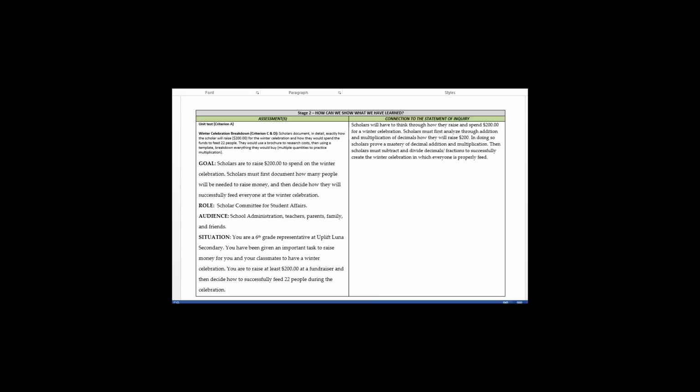In Unit 3, there will be assessment for a test and a unit project. The Unit 3 GRASPS project will be a winter celebration. The goal is that scholars will raise $200 to spend on a winter celebration. Scholars must first document how many people will be needed in order to raise money and then decide how they will successfully feed everyone at the winter celebration. This project deals heavily with fractions and decimals while bringing the real life aspect of dealing with something that is tangible.